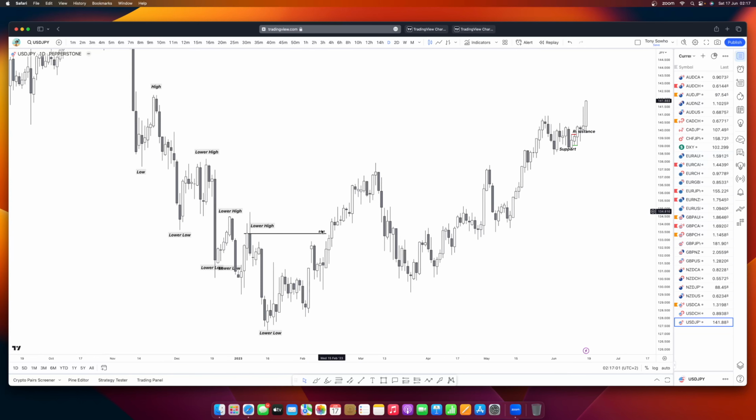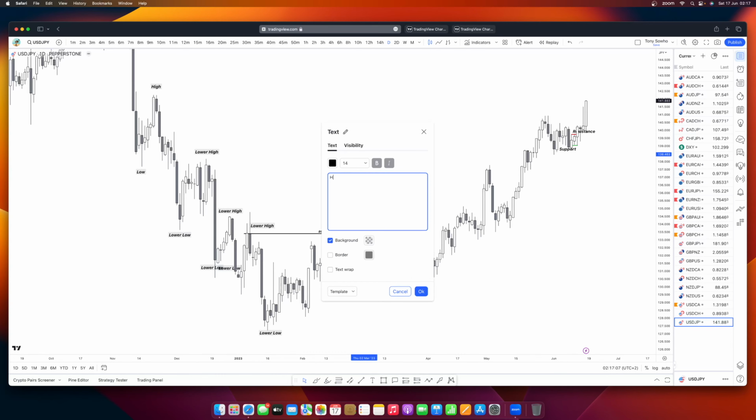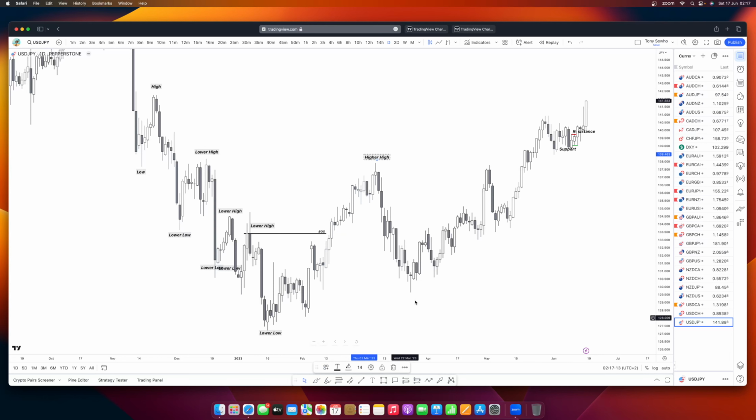Right. So now this is price giving us what? A new higher high. And now remember, the best place to buy is at the higher low. So I'm going to be looking to buy somewhere in this area. And as you can see, price gave me the higher low.